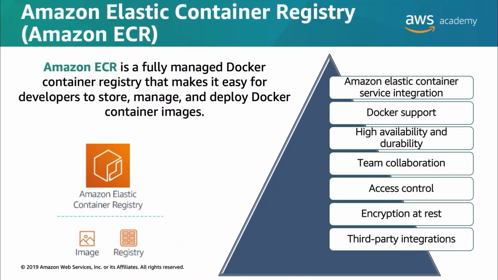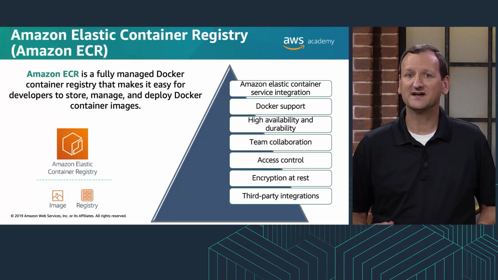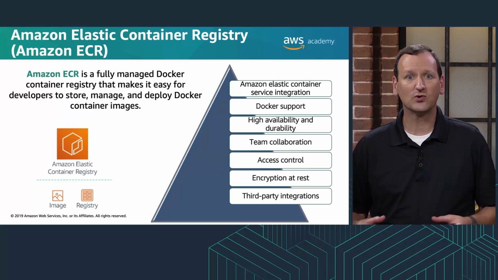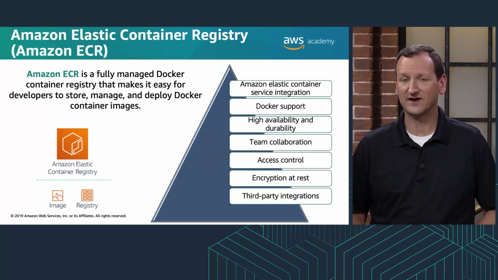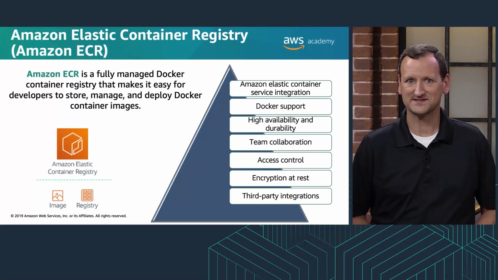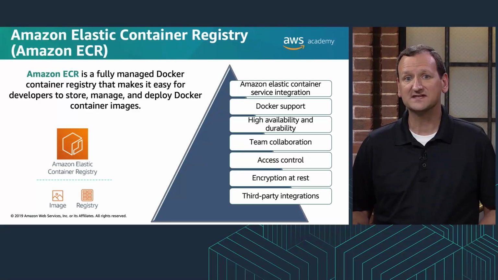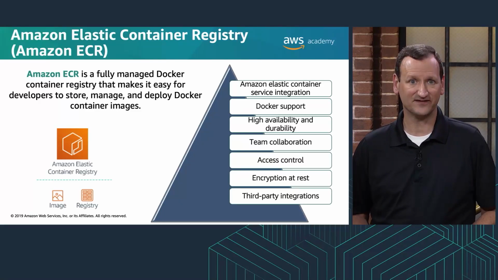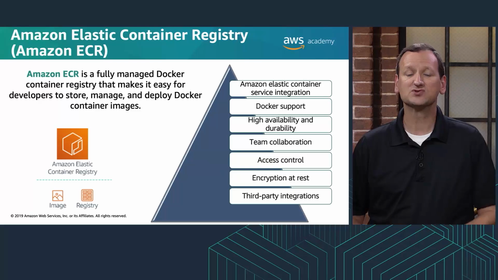Now you will learn about Amazon Elastic Container Registry, or Amazon ECR. ECR is a fully managed Docker container registry, which makes it easy for developers to store, manage, and deploy Docker container images. It's integrated with Amazon ECS, so you can store and run and manage container images for applications that you run on ECS. You can specify the ECR repository in your task definition, so ECS can retrieve the images for your applications.